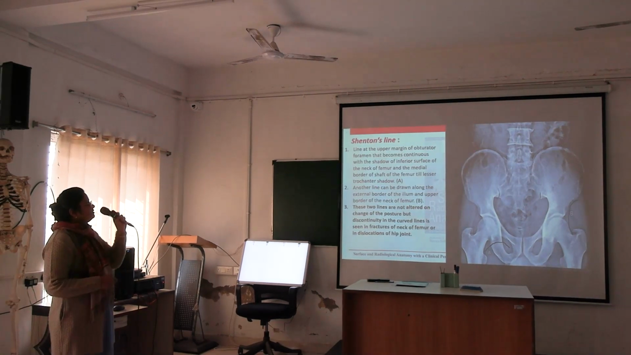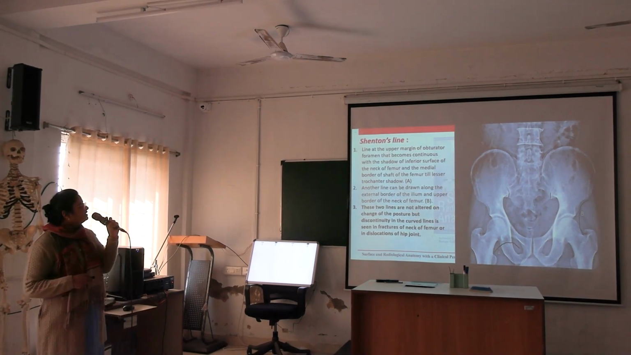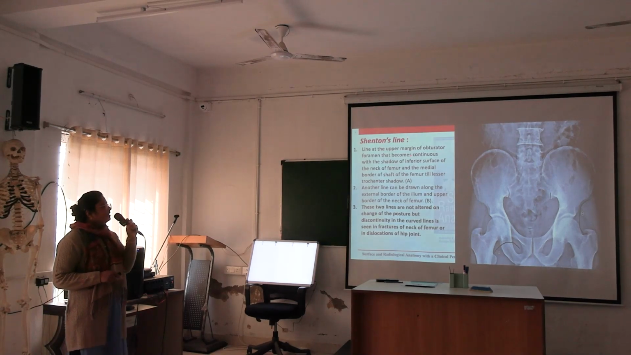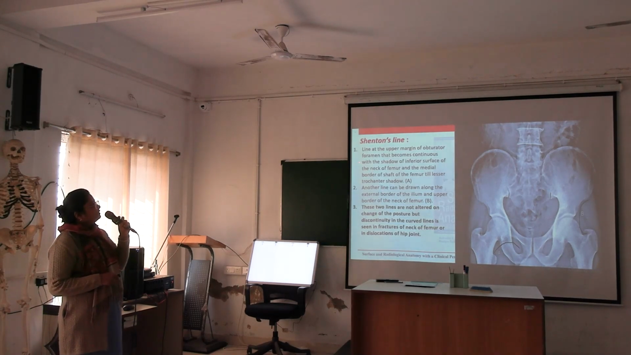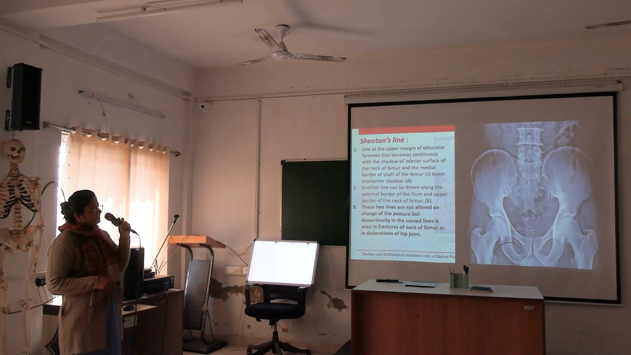Okay, next we go to Shenton's line. This is an important radiological feature. It is a line at the upper margin of the obturator foramen that becomes continuous with the shadow of the inferior surface of the neck of femur. Here, the upper margin of the obturator foramen is continuous with the lower margin of the neck of the femur. Understood? This continuous line is known as Shenton's line.